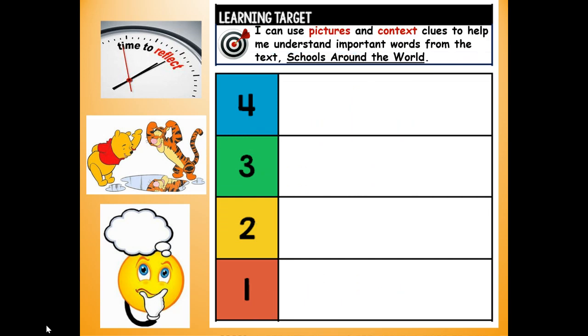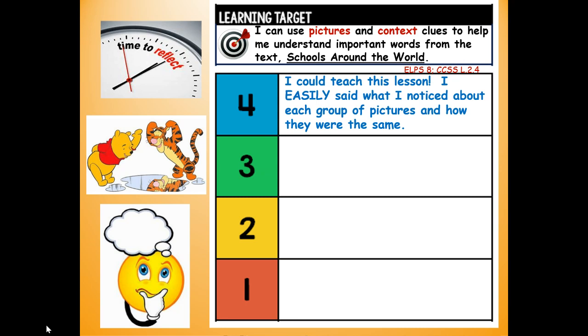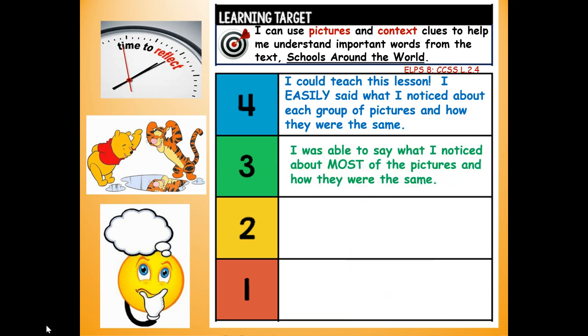At the top of your paper, I want you to reflect on your learning today. Our learning target was I can use pictures and context clues to help me understand important words from the text schools around the world. Number 4, I could teach this lesson. I easily said what I noticed about each group of pictures and how they were the same. Would you give yourself a 4?